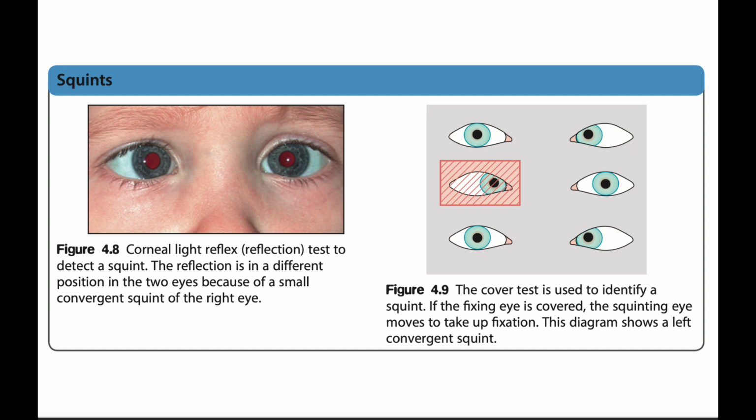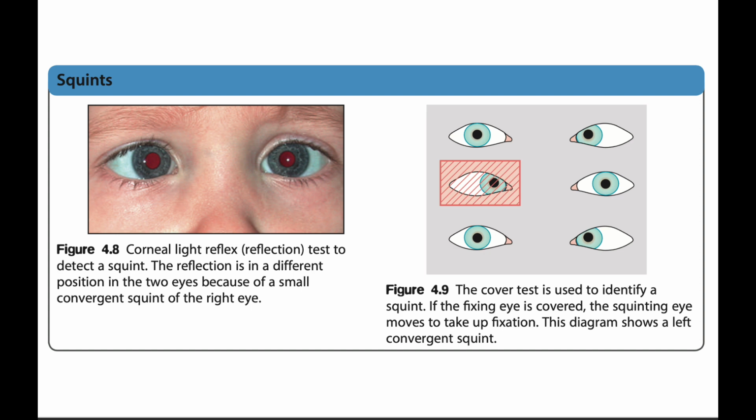Now, a pen torch is held at a distance to produce reflection on both corneas simultaneously. If the light reflection does not appear in the same position in the two pupils, a squint is present. However, a minor squint may be difficult to detect.